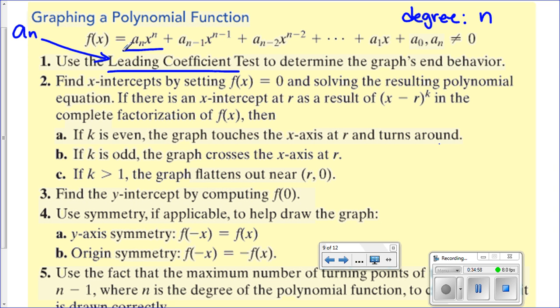Now, when it says here for number 1, use the leading coefficient test to determine the graph's end behavior. So remember, you have to establish if n is odd or even, and then you also need to establish if the leading coefficient is positive or negative, right? And that will tell you if it will be something like rises from the left, falls to the right.